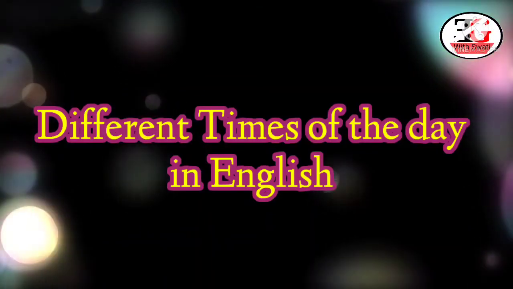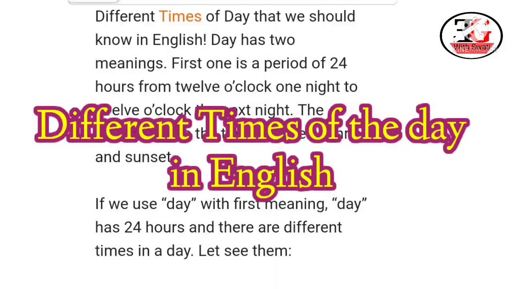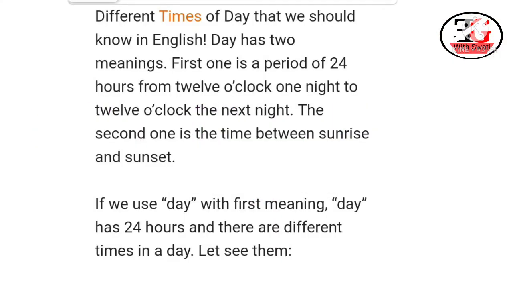Today we learn different times of the day that we should know in English. Day has two meanings. The first one is a period of 24 hours, from 12 o'clock one night to 12 o'clock the next night. The second one is the time between sunrise and sunset. If we use day with the first meaning, day has 24 hours and there are different times in a day.